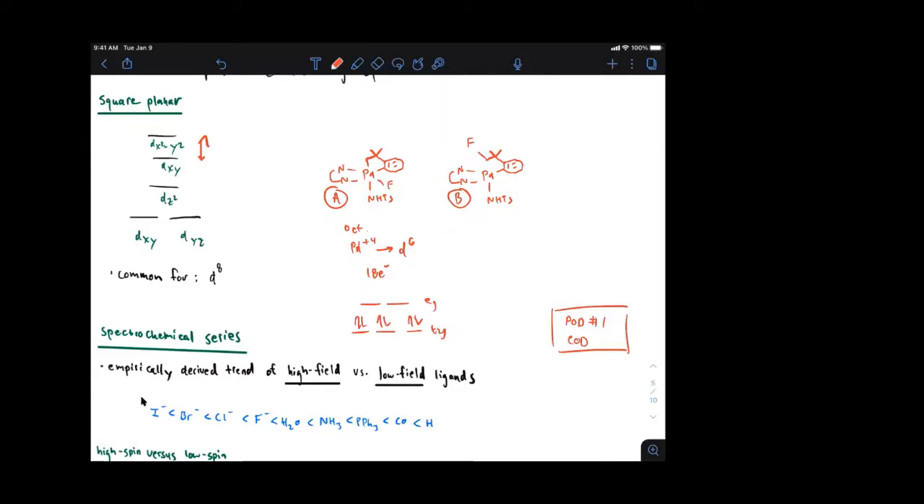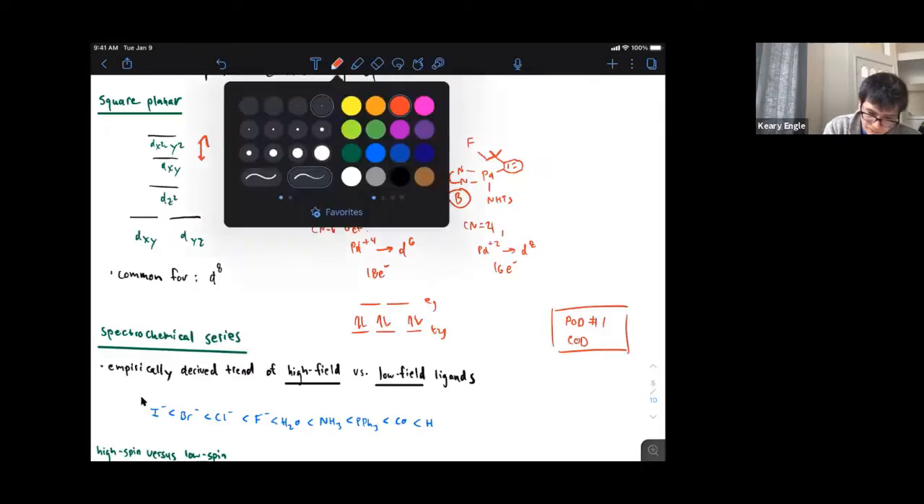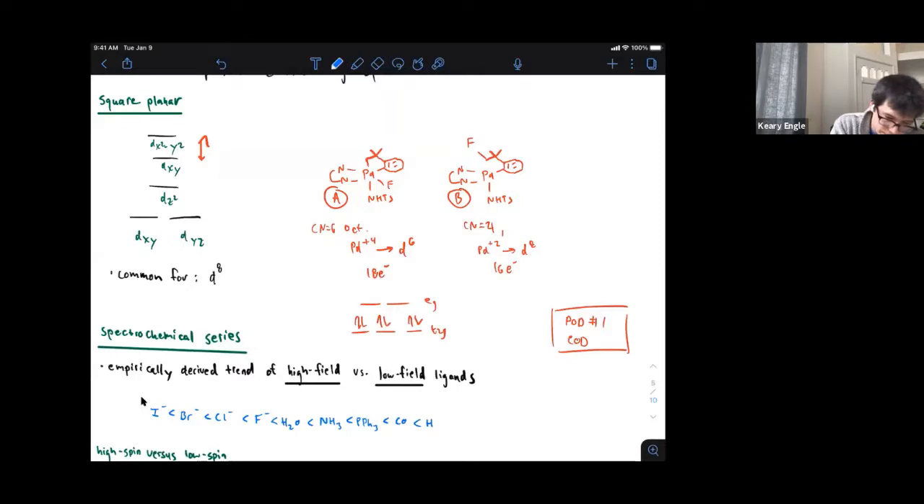So for complex B, the coordination number is 4, the D electron count is 8, geometry is square planar, the major oxidation state is positive 2, and the total electron count is 16. Yep. D8, 16 electrons. And then conveniently we have this square planar set here. So let's just fill this in rather than redraw it. And you got something that looks like this, June?